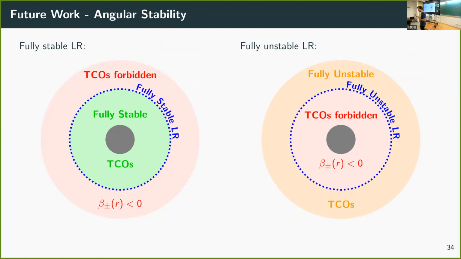the angular stability of the light ring also imposes the angular stability of the timelike circular orbits. So instead of only having two cases, we will basically have four. Either the light ring is fully stable, so stable in the radial and angular parts, or fully unstable, or a mix between the two. And what we found is these two cases plus another two. For the fully stable light ring, the inner region is fully stable for the timelike circular orbits. If the light ring is fully unstable, the outer region is also fully unstable for the timelike circular orbits.